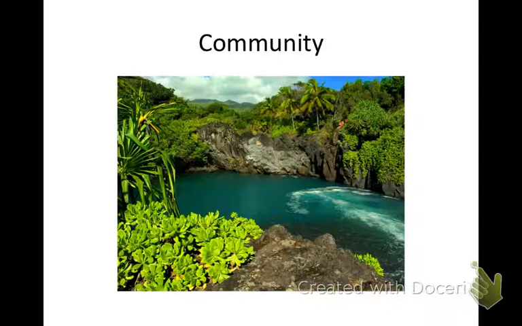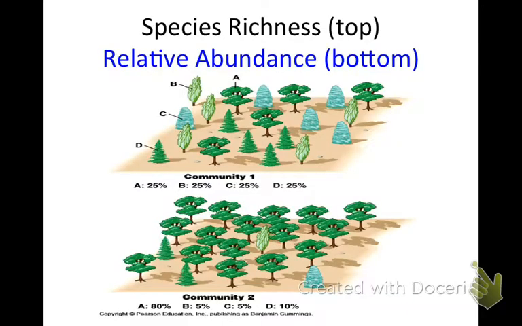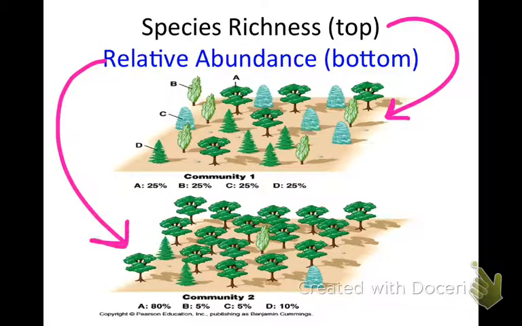So there are going to be a few things that we look at in communities. One of them is going to be species richness. So, this is the top picture. So I'll put a check mark by it. So this is species richness. This is relative abundance. Well, what does that mean, Miss Vina? Well, let's highlight. Species richness is, please highlight, number of different species within that area.